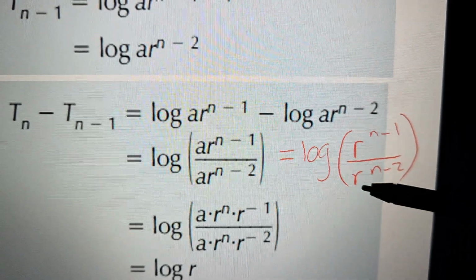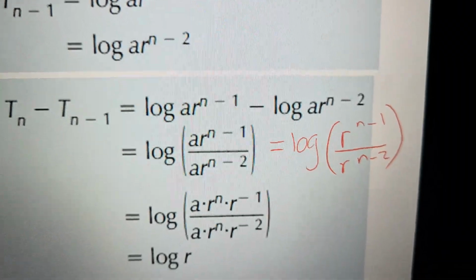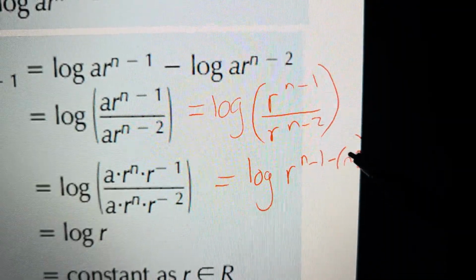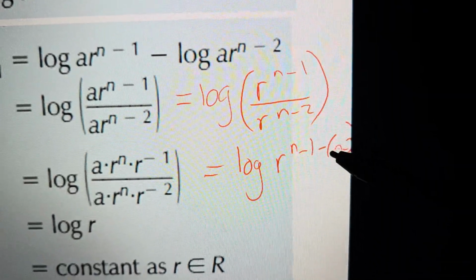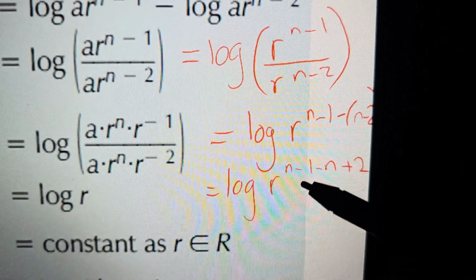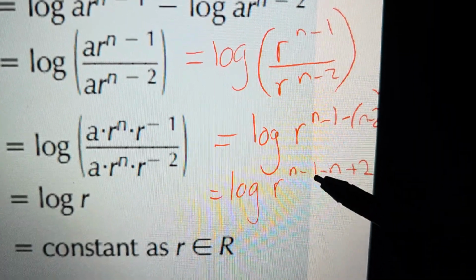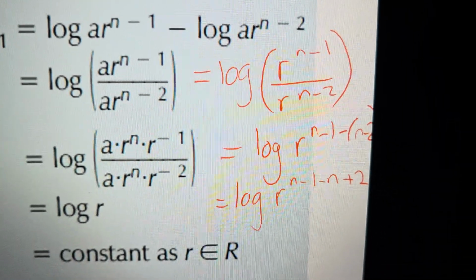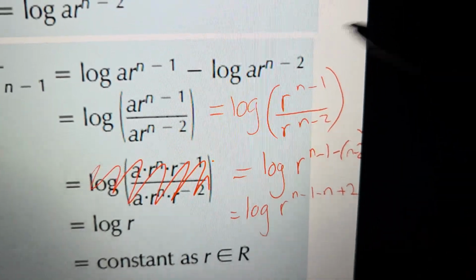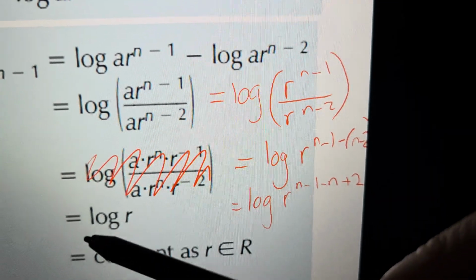Again, the base numbers are both R's, so then I can use the rules for the indices. Subtract the indices and see what you're left with. So it'll be the log of R to the power of n minus 1, take away the power that was underneath, which is n minus 2. Multiply the minus into that bracket. So now it'll be the log of R to the power of n minus 1 minus n plus 2. The n minus n cancel each other out. Minus 1 plus 2 will give you 1. So I'll end up just getting log R.